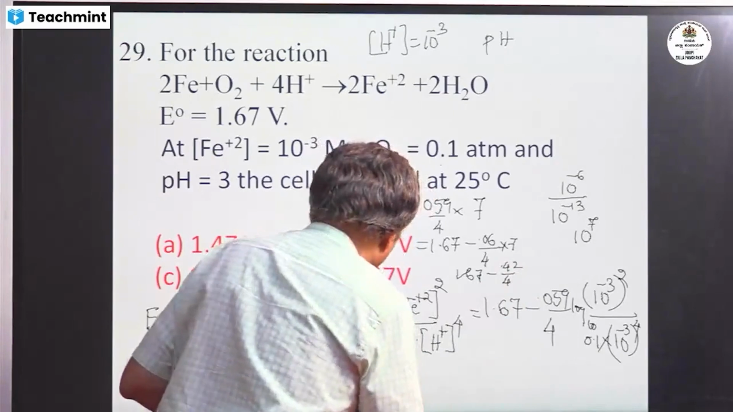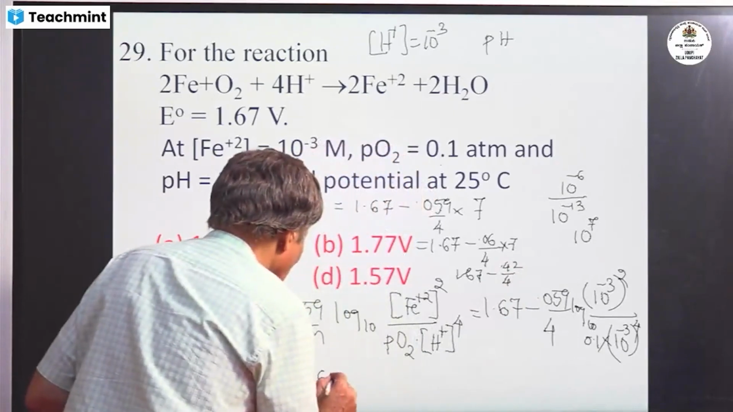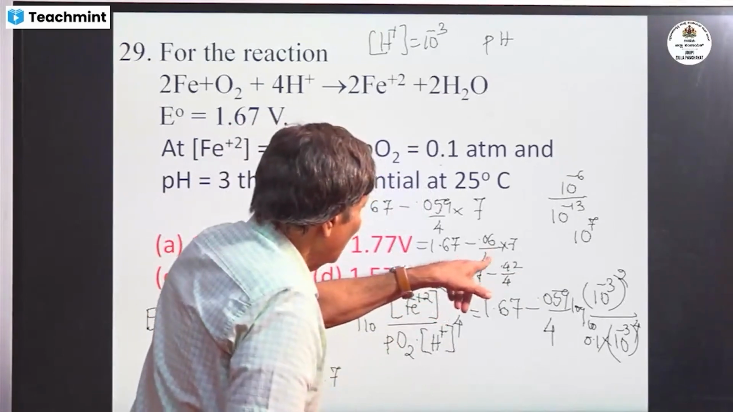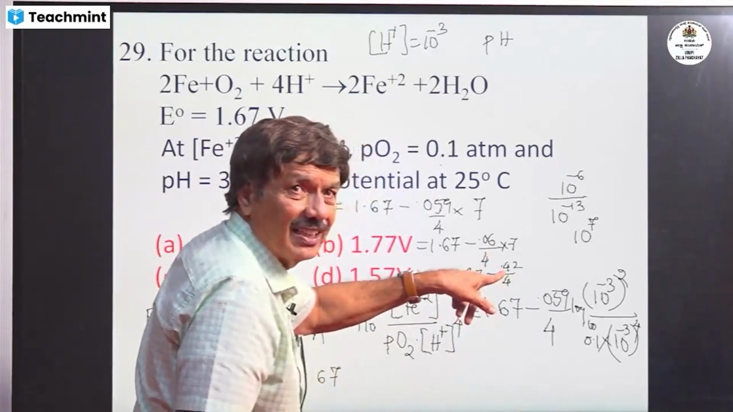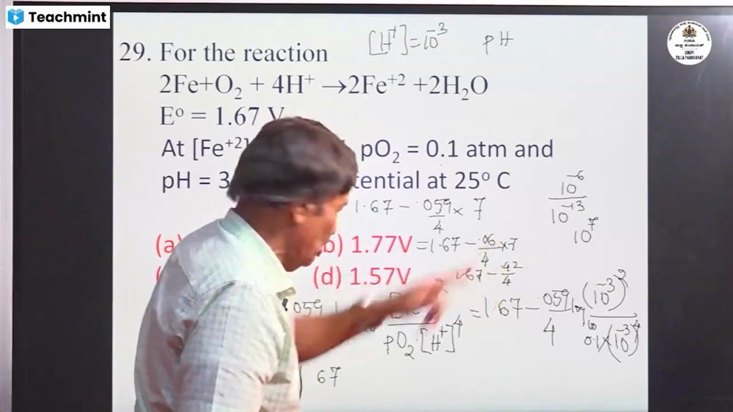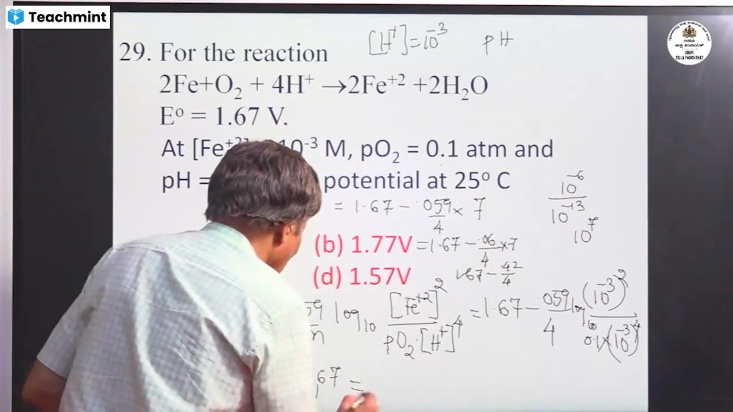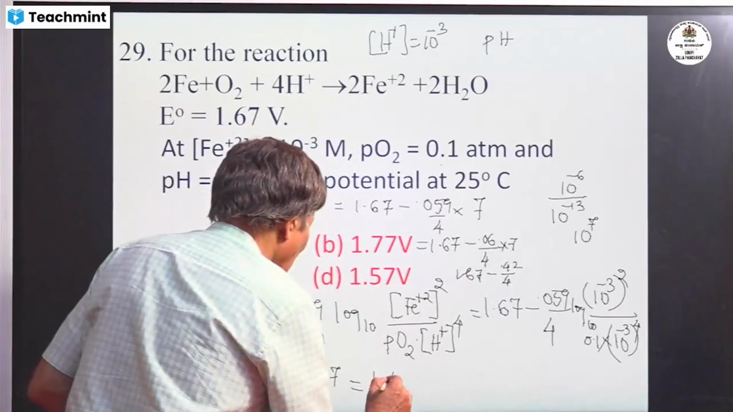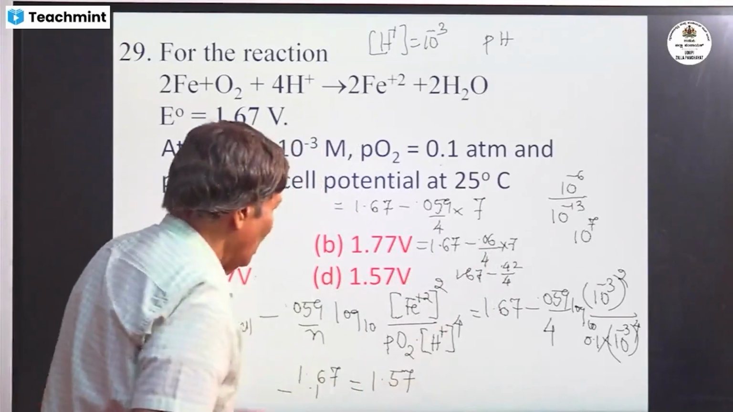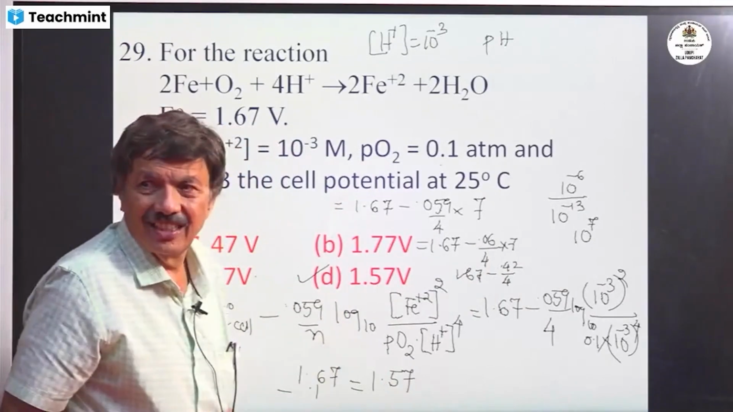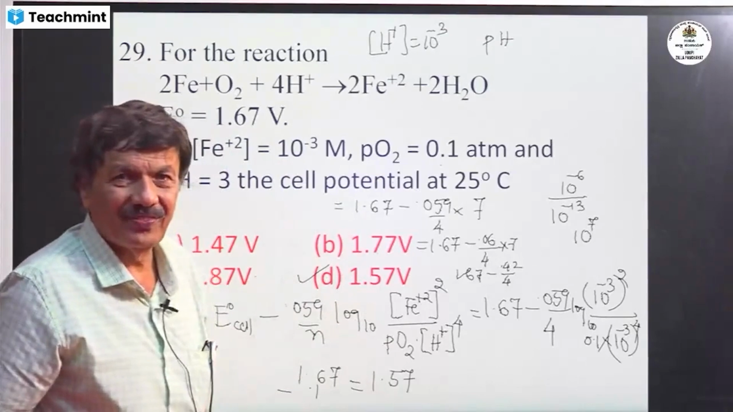So 1.67 minus 0.42 by 4, which is almost 0.1. 1.67 minus 0.1. What is the right answer? 1.57. Yes, it is there. 1.57 volt is there.